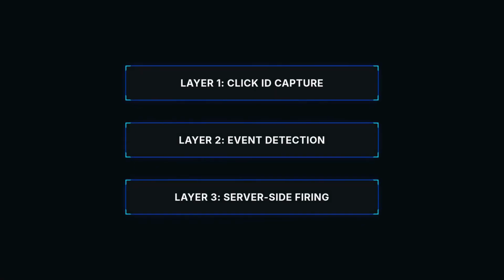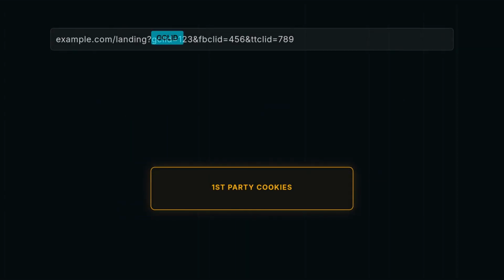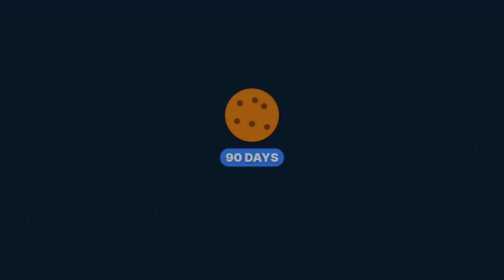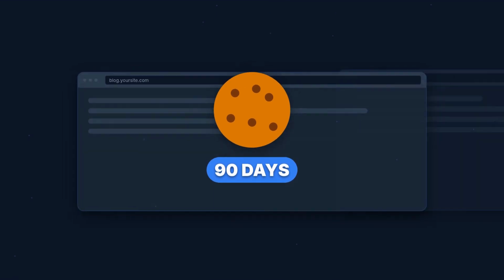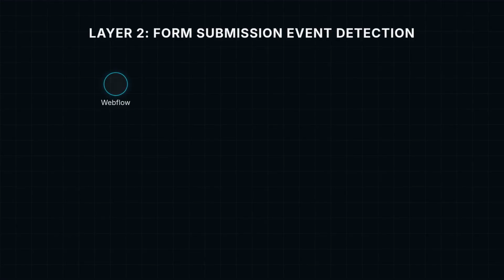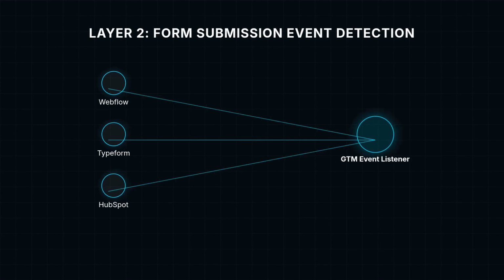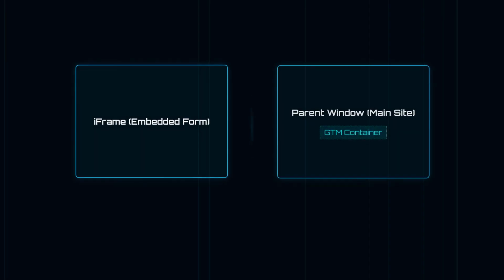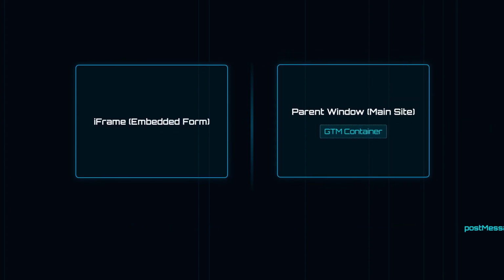3 layers. Layer 1, click ID capture and storage. The moment someone lands from an ad, we capture the click IDs and store them in first-party cookies. These cookies persist across pages and sessions, whether you are on a subdomain or main domain. Layer 2, form submission event detection. We configure GTM to listen for Webflow-specific events. For embedded forms, we use post-message listeners to capture the submission from inside the iframe.